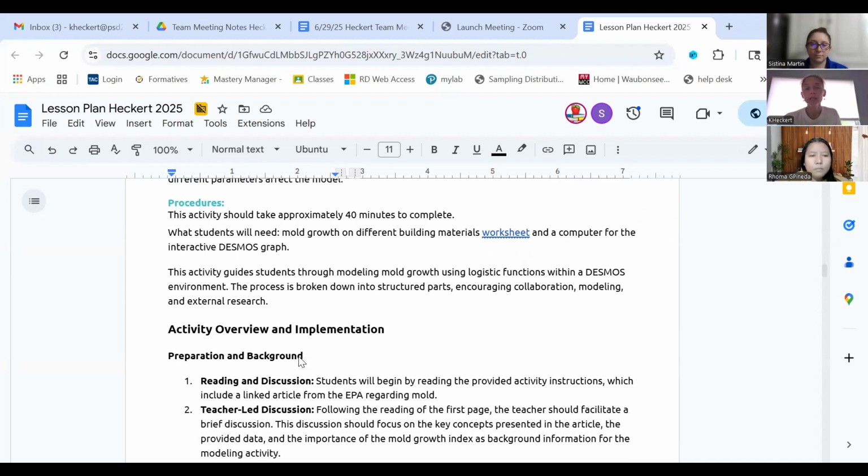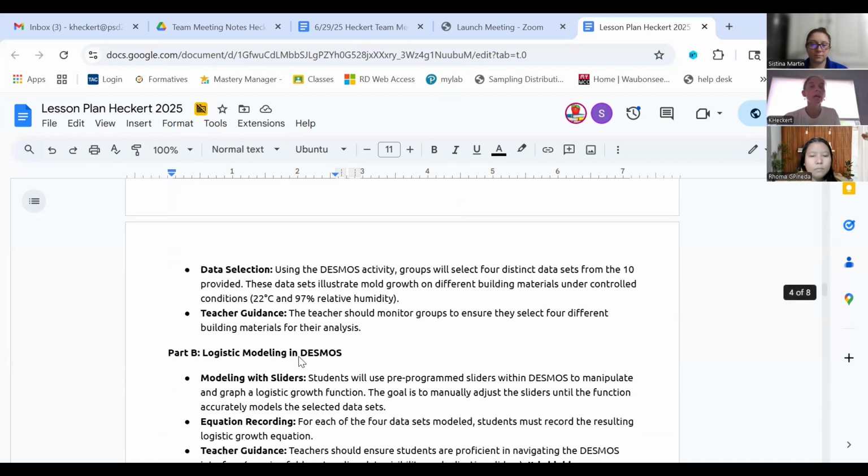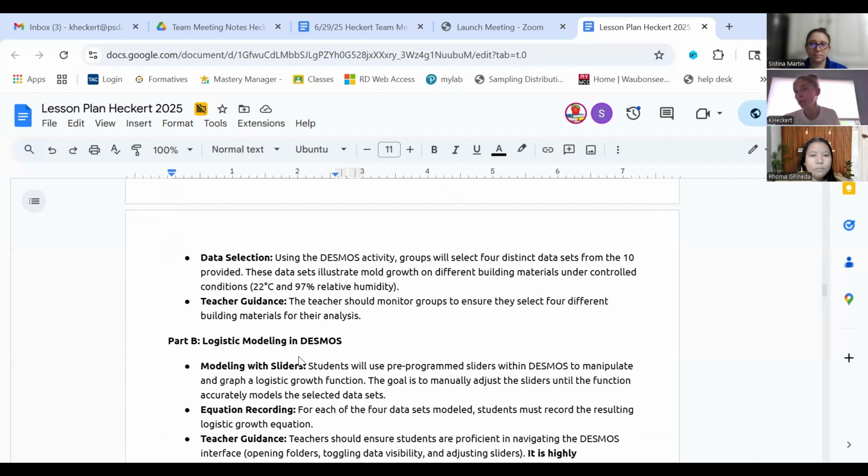From there, students are going to answer some questions about the different parameters, and they're going to do a little bit of research on their own on different things that would affect mold growth, like relative humidity and temperature.